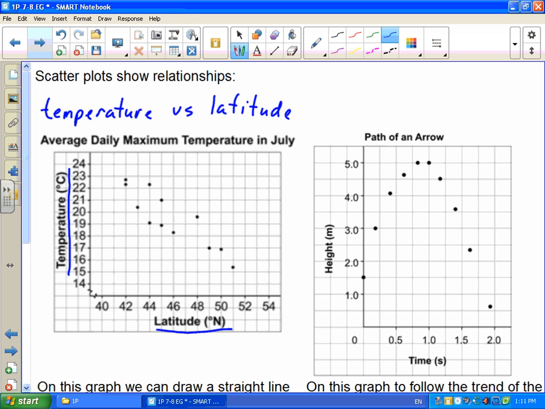This graph over here on the right, we've got height on our y-axis, time down on our x-axis. So the title here says we're looking at the path of an arrow, but what this is showing is the relationship between the height and the time, or we're plotting height versus time.